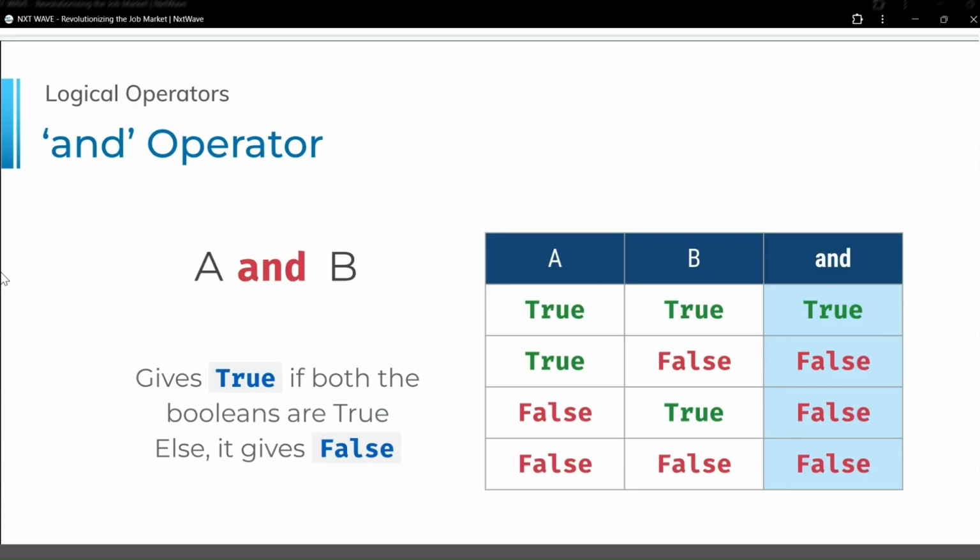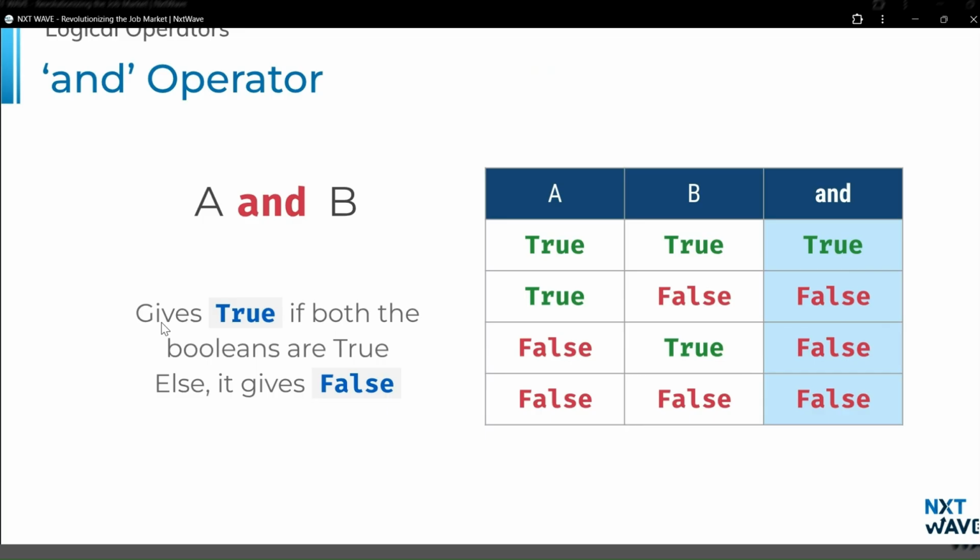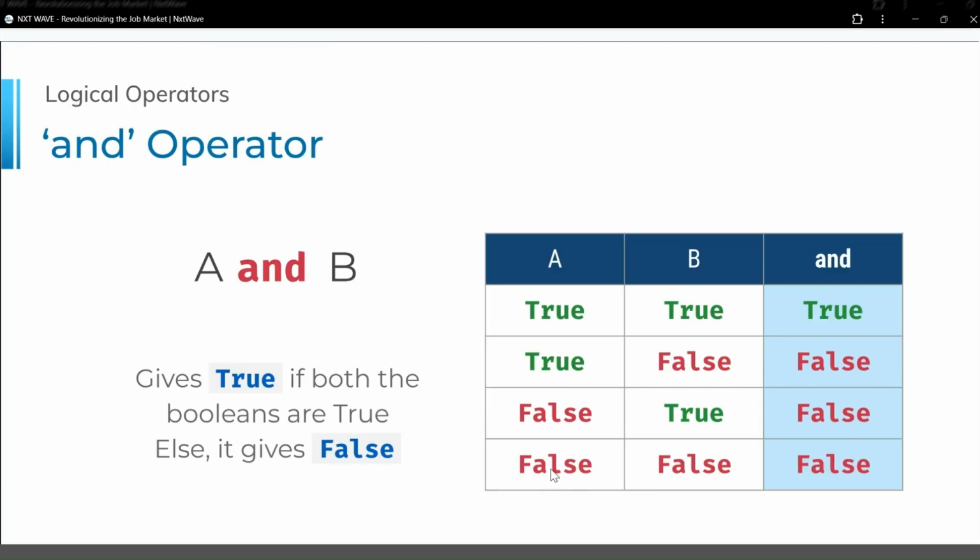See the AND operator. A and B are the statements. It gives true if both the booleans are true, else it gives false. If A is true and B is true, then the output will be true. If A is true and B is false, then the output will be false. Similarly, if A is false and B is true, then the output will be false. Here we can observe that if any one of these is false, then the output will be false. If both the statements are true, then the output will be true.